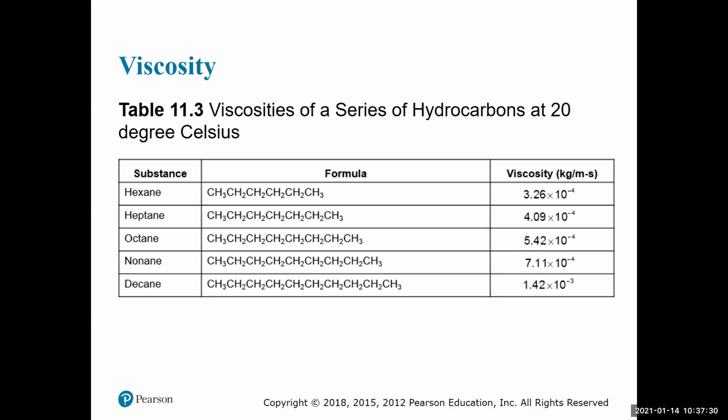Here we have a table with a series of hydrocarbons, a series of alkanes. We start with hexane, go down to heptane, octane, nonane, decane. So it's C6 through C10 alkanes. And what we see is the viscosity getting larger. So 10 to the minus 3 for decane is higher than the 10 to the minus 4 value for hexane. Any thoughts on why that viscosity is getting higher as we go from the C6 to the C10 chain? Yes. It's more compact.